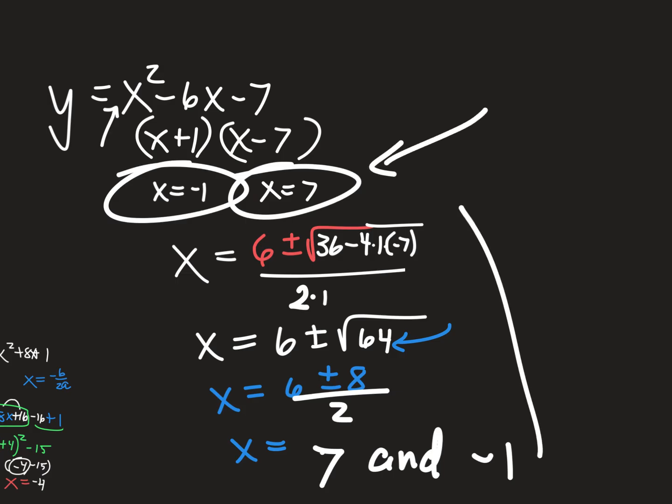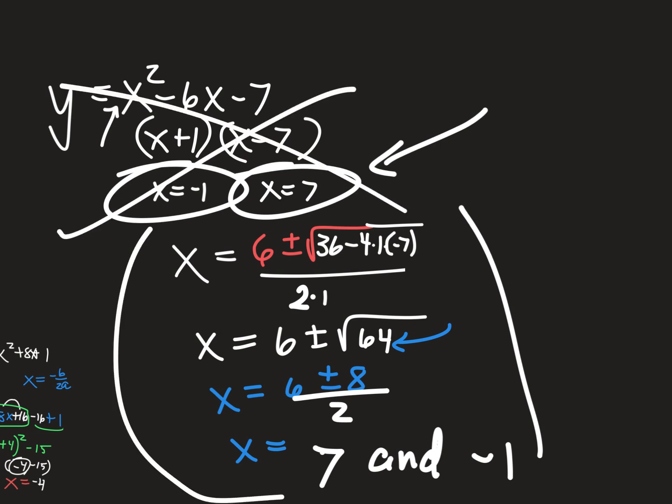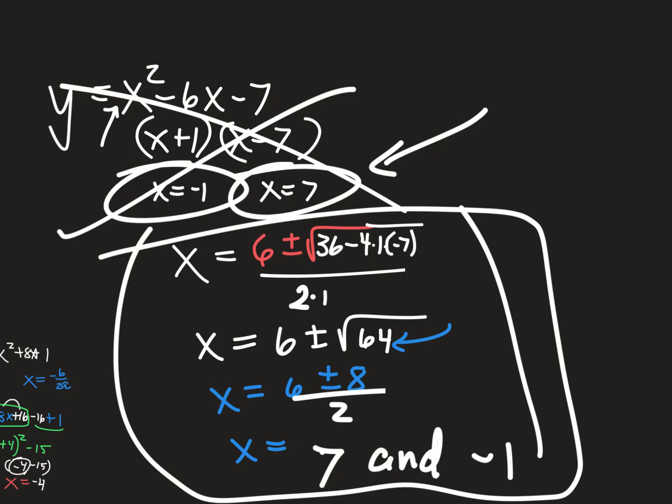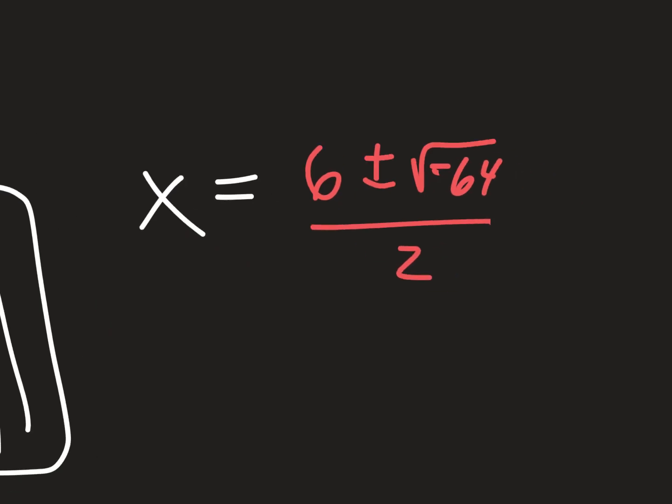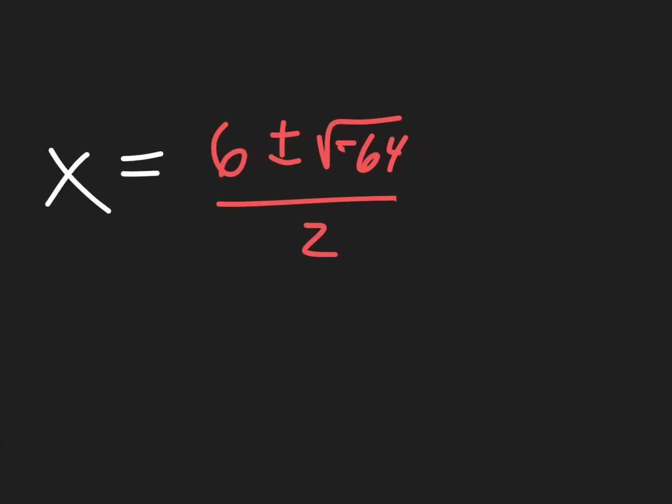But the thing is, not everything factors. That won't always work. But this will always work, even when the answers are imaginary. So there is a question that we expect you to be able to do. I practiced it with you before. Let's see if you've forgotten it. If I had 6 plus or minus the square root of negative 64, all over 2, would you be able to simplify that? Take a second and do it.